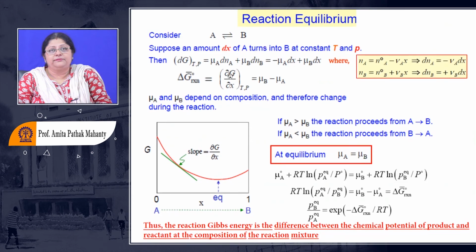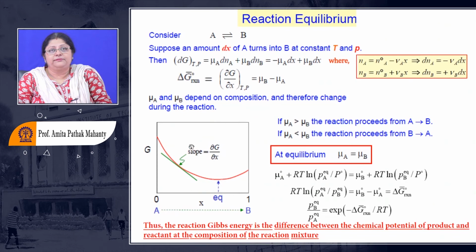What is it? It is the slope of the G versus composition curve. This side is the progress of reaction, Z or X. Okay, this side represents the progress of reaction. I want to find out the condition or composition at equilibrium. What will be the composition of A and B at equilibrium? How do I find out?